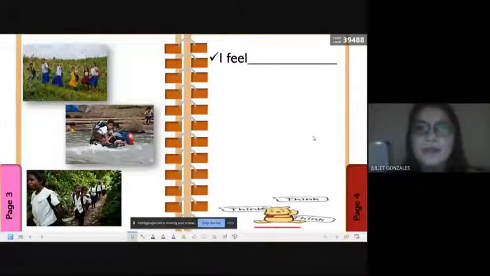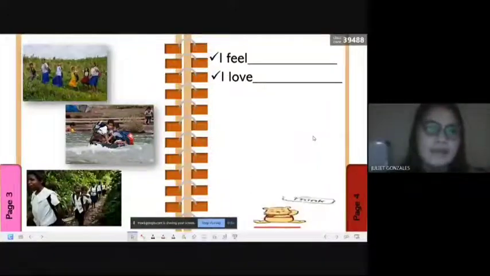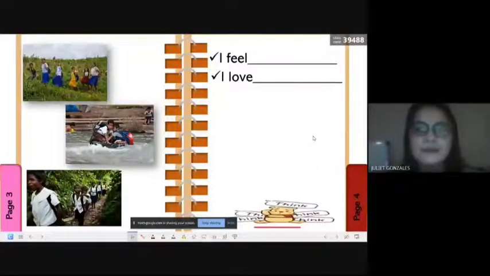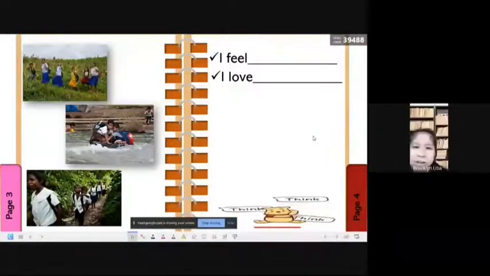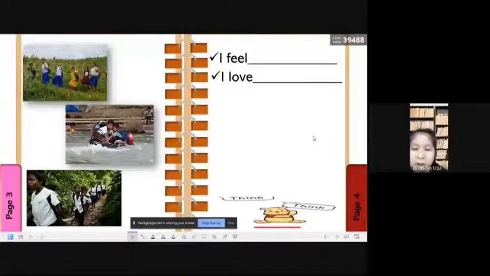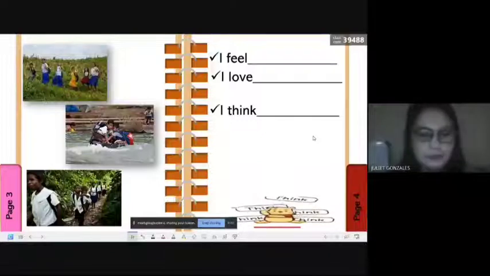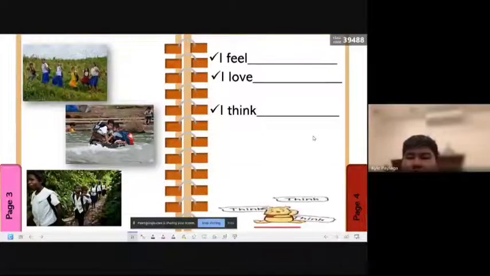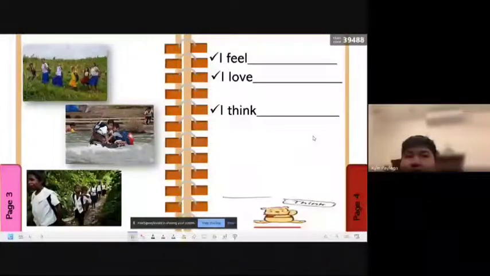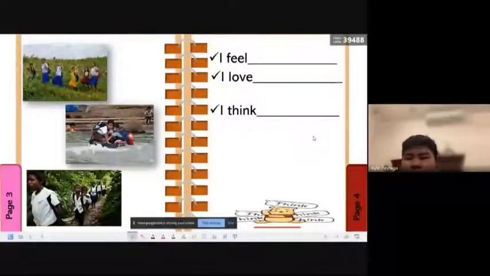Very good. Next, complete the statement, I love, based on the pictures. Yes, Brooklyn. I love and admire the children because they try so hard just to go to school. Very good. Next, I think. Yes, Kyle. I think children should be able to access education without having to hike that far.